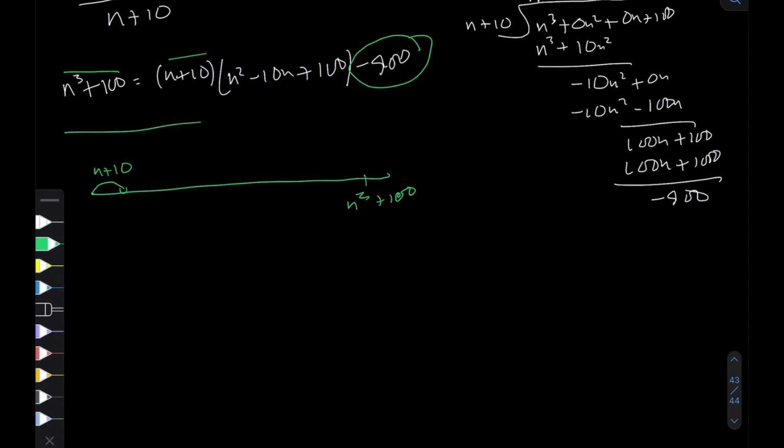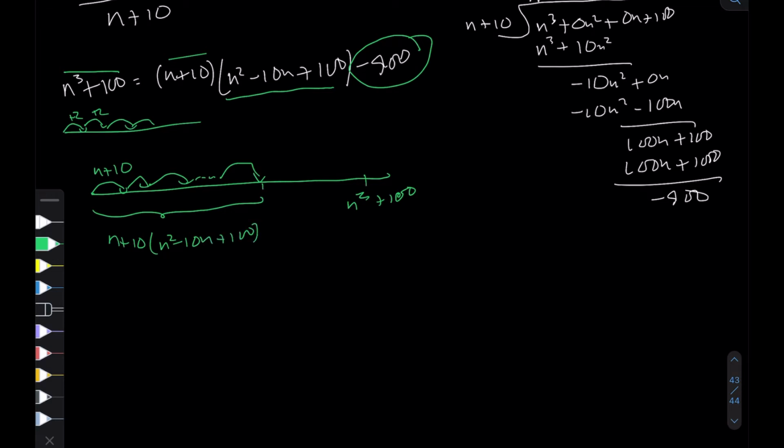For example, a multiple of 2 is like making a jump of plus 2 and then a jump of plus 2 and so on. So you're making jumps of n plus 10 and you're making them this many times. Let's say you end up somewhere over here. So this much is n plus 10 multiplied with n squared minus 10n plus 100, and according to our equality, this much would be 900. So you are 900 short of reaching n cubed plus 100.